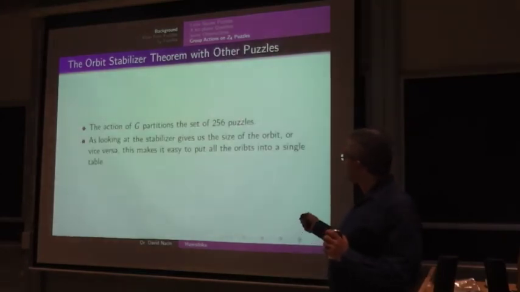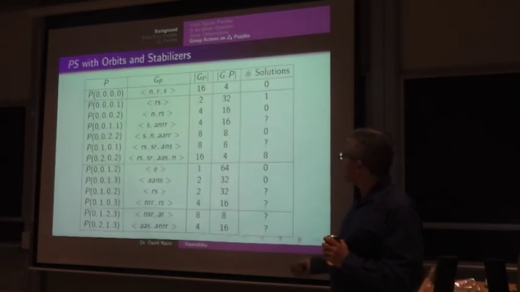But this action is going to partition my collection of puzzles into their different orbits, and it's not hard to compute either the stabilizer or the orbit in each of these cases, and we can compute whichever is easier in each of them in order to get the following table. So this sums up everything that's going on in this case.